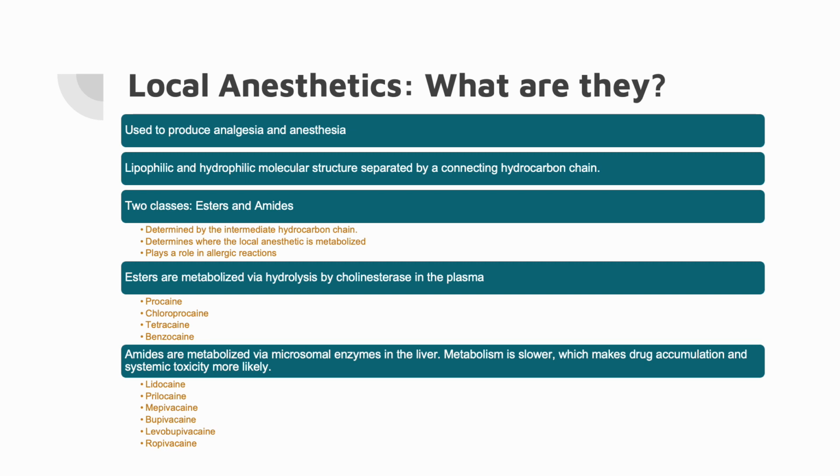So esters are metabolized via the hydrolysis in the cholinesterase in the plasma, and that is a very fast metabolizing agent. So where this becomes important is that the amides, which is what we typically use, they are metabolized in the liver. And this metabolism is way slower, which means that your drug can accumulate more, making toxicity more likely.